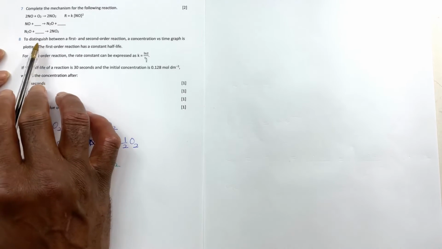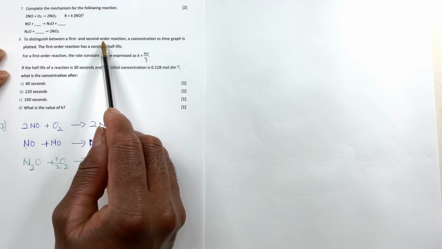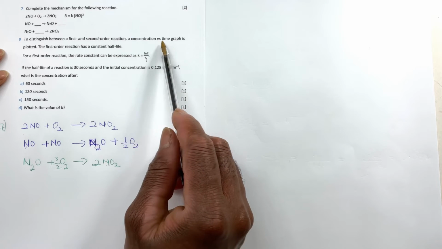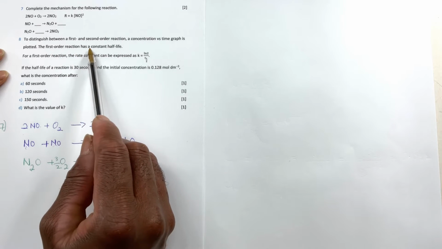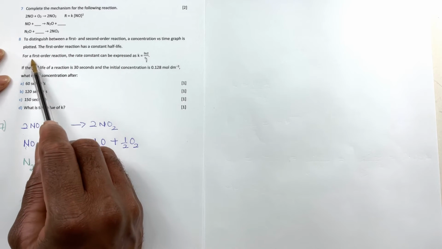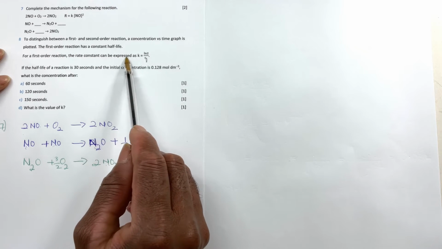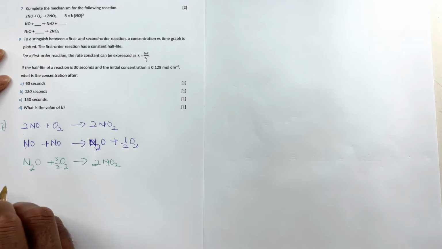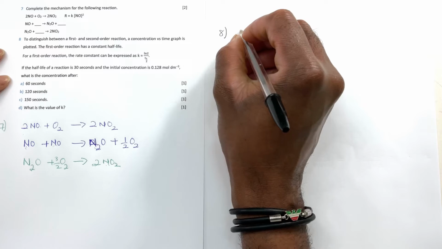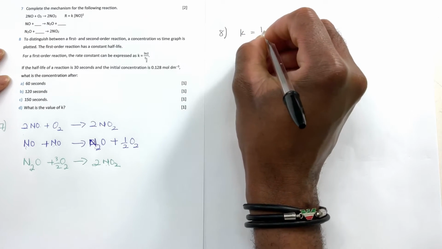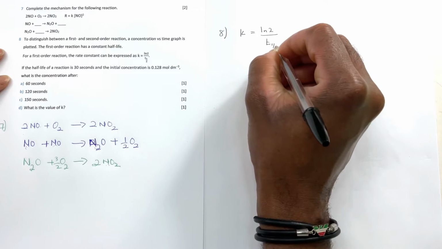Question 8. We're going to distinguish between a first and second order reaction. A concentration versus time graph is plotted, and the first order reaction has a constant half-life. For a first order reaction, the rate constant can be expressed as K. So we know what K is. K equals ln 2 over t half-life.